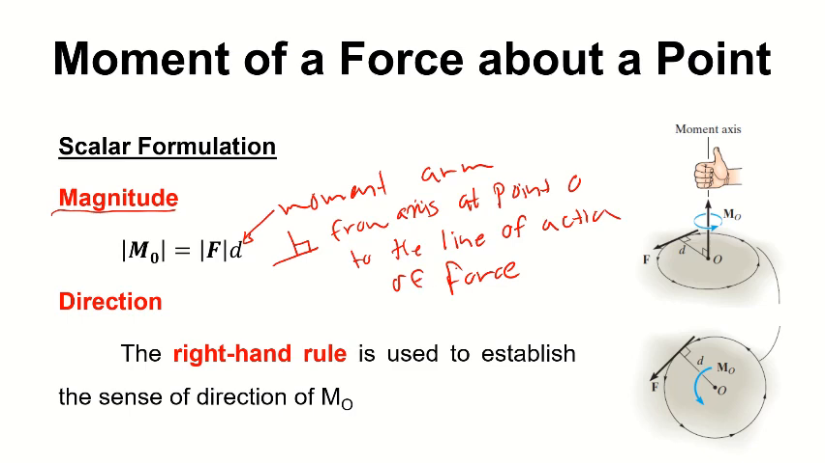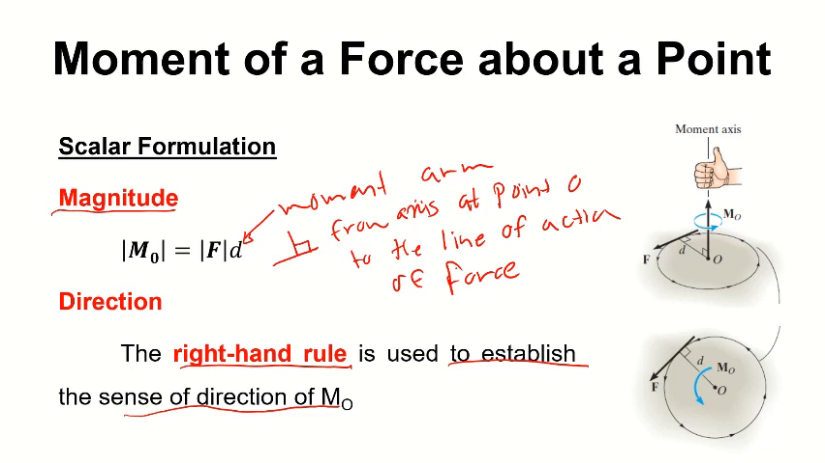So the direction of M naught is defined by its moment axis, which is perpendicular to the plane that contains the force F and its moment arm d, right? So the direction of the moment axis is always perpendicular to the plane that contains the force F and the moment arm d. The right hand rule, we use the right hand rule to determine the sense of direction of M naught, which means which direction it rotates about the point O. Sense of direction means the direction of rotation, right?